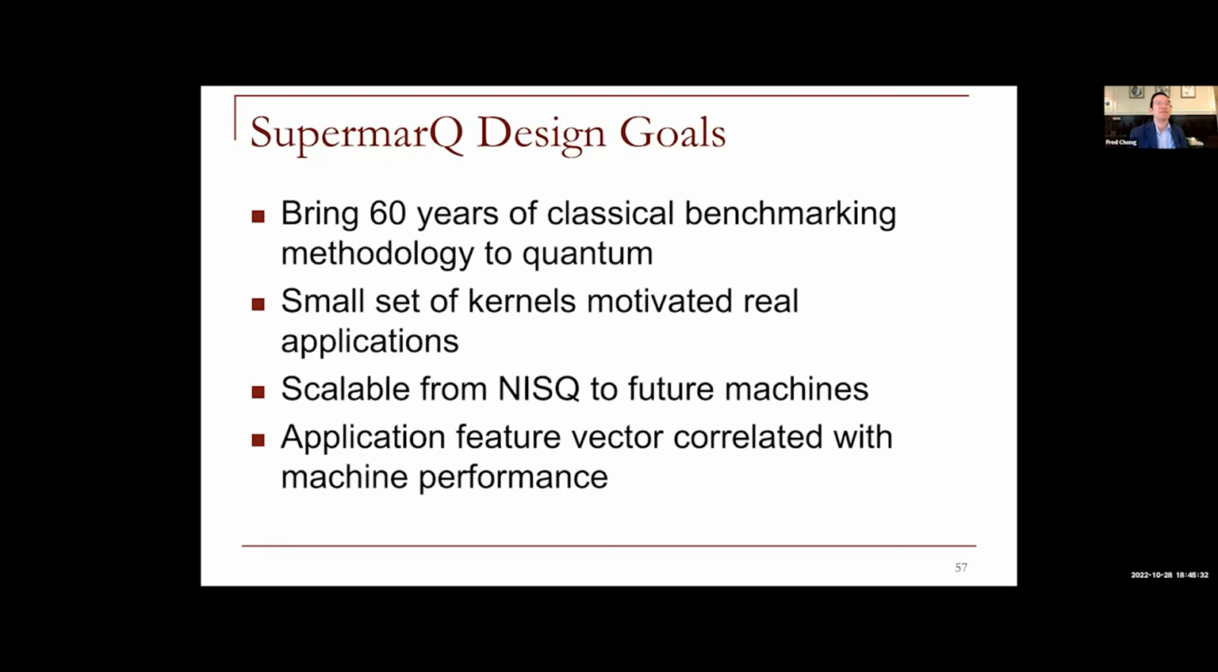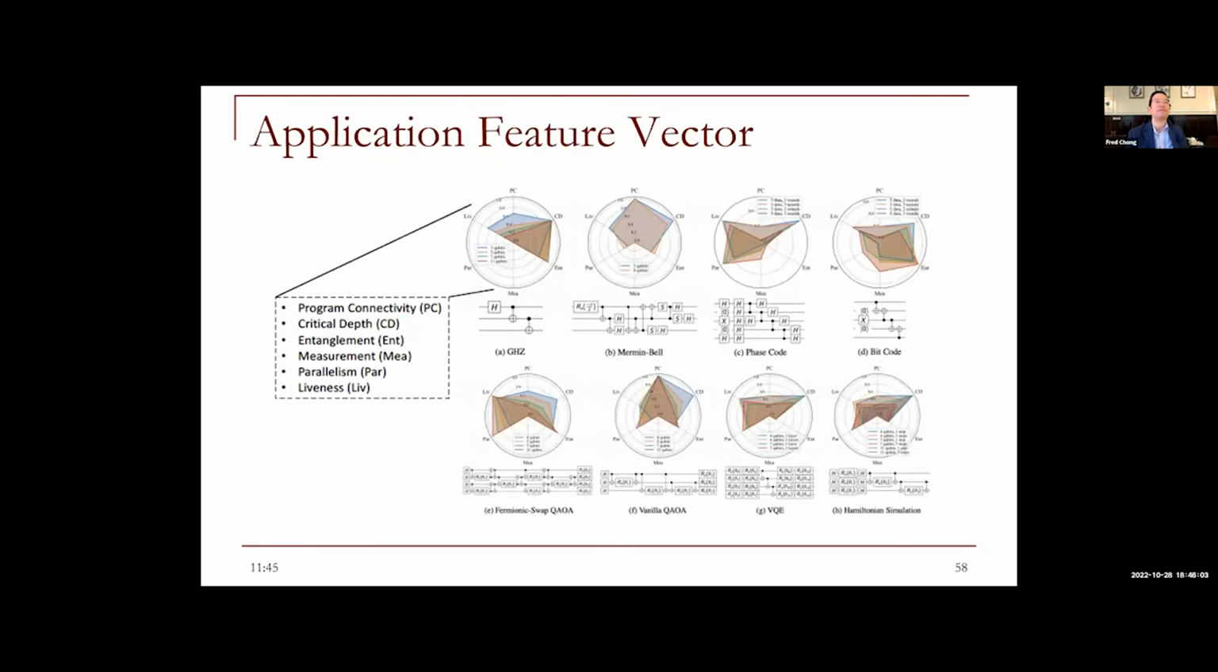And what we did was we tried to find a small set of kernels motivated by real applications. And we wanted them to be scalable, usable on current machines and on future machines that are larger and have better fidelity. In particular, we came up with something called an application feature vector, which correlates with machine performance. So we try to characterize what was interesting about each of these kernels, and we try to correlate that with how well these kernels did on different physical machines that we ran experiments on.